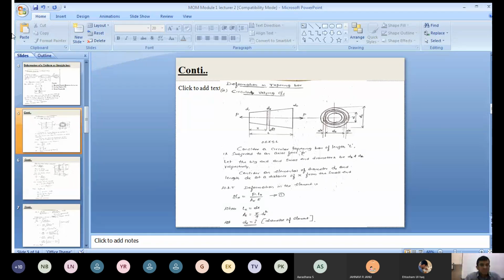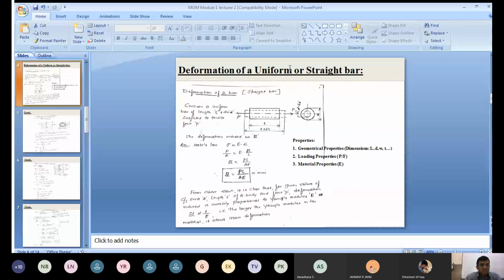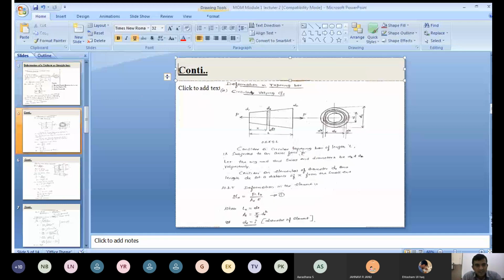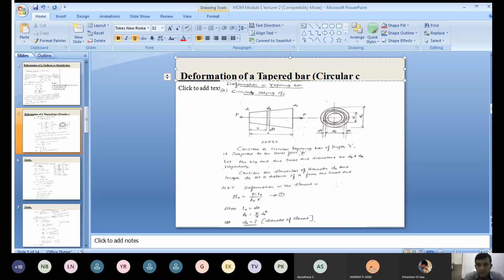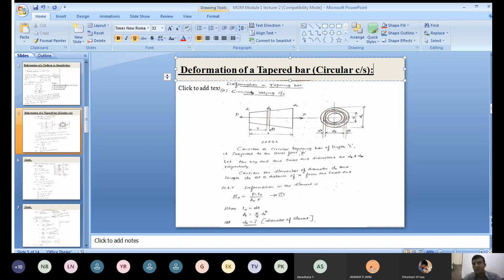I will make a correction here. Deformation of a tapered bar of circular cross section. In short form, instead of writing the whole word cross section, you can write C/S.